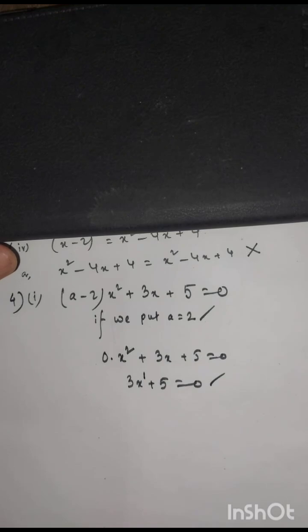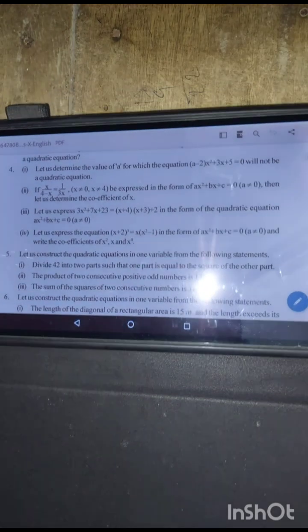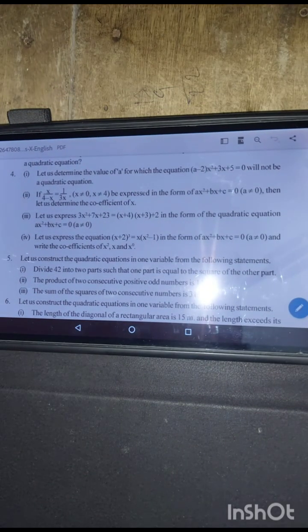Okay friends, let us proceed to our next question. 4.2, it says if x by 4 minus x equal to 1 by 3x, x not equal to 0, x not equal to 4, we expressed in the form of ax square plus bx plus c equal to 0. Then let us determine the coefficient of x. Okay, if it can be converted, then we are going to find the coefficient of x.